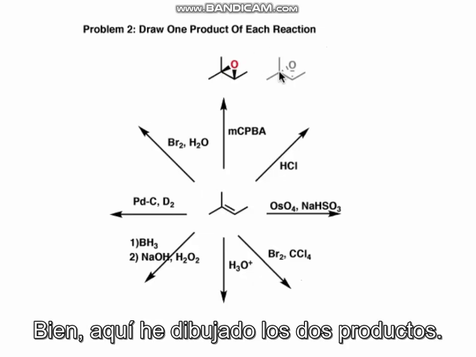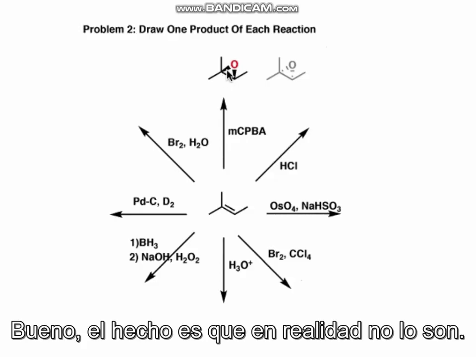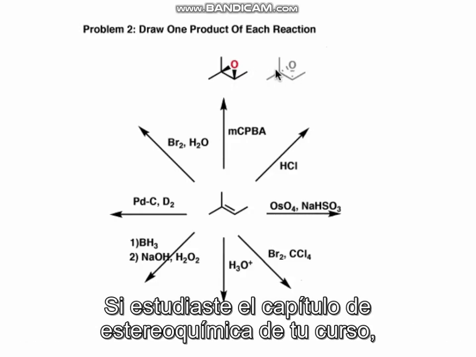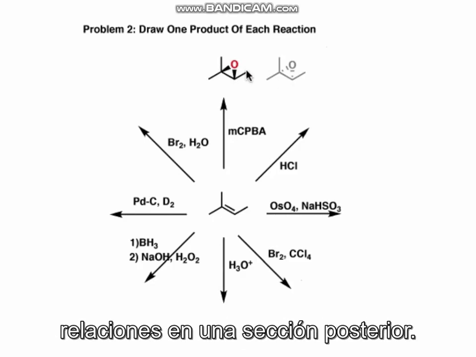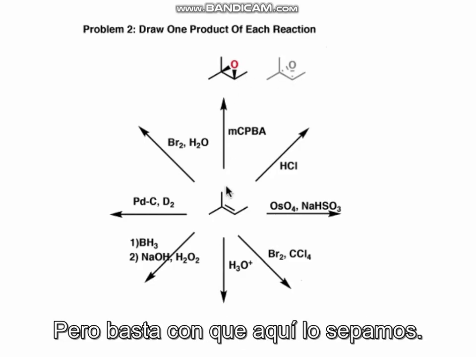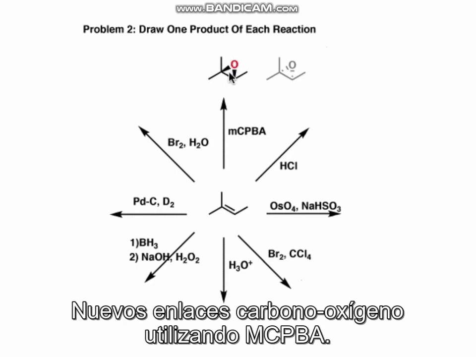Okay, so here I've drawn the 2 products of this reaction. Now, you might ask, why have I drawn 2 products of this reaction? Well, the fact is, these are not exactly the same. If you studied the stereochemistry chapter of your course, you might recognize these 2 compounds are enantiomers. And in fact, we'll deal with questions involving these relationships in a subsequent section. But it's enough for here just to know that we're going to break a carbon-carbon pi bond, and we're going to form 2 new carbon-oxygen bonds using the MCPBA.